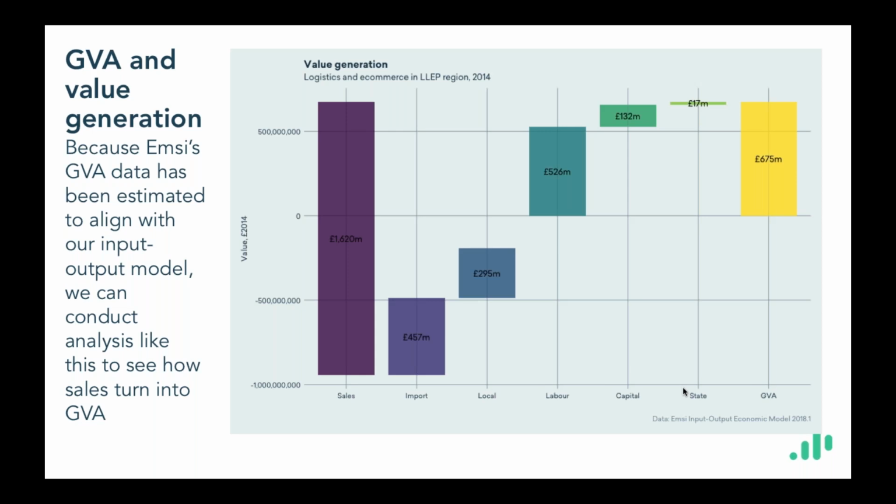So once we get above the 0 line, you can see here we can break down the GVA in terms of the labour. So essentially the wages, which is equivalent to 526 million. You've then got the capital, which is 132 million. You can see the line there, which is 17 million, which is around state, which will be taxes, less any subsidies. And then you've got the total, 675 million, in regards to the GVA generated by the logistics and e-commerce cluster in that area.